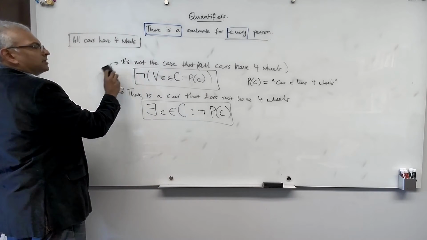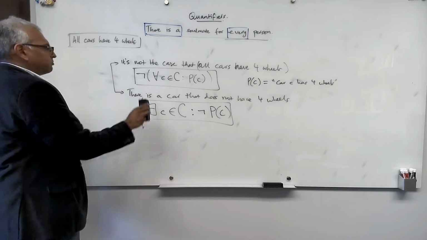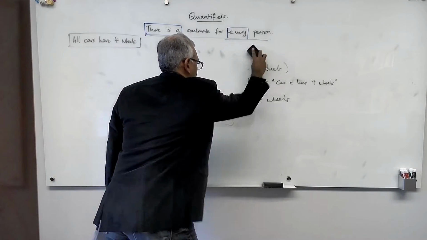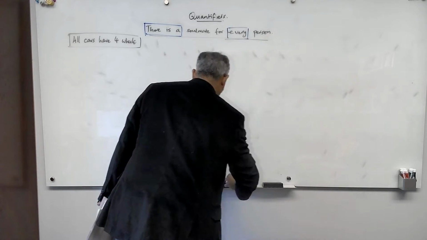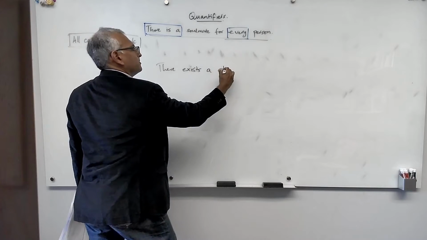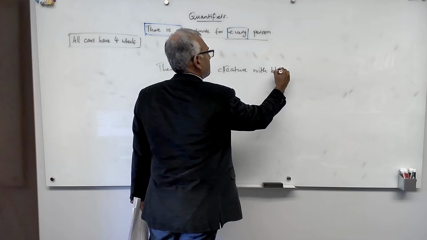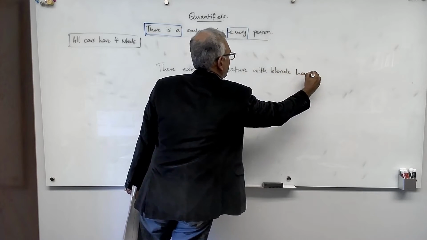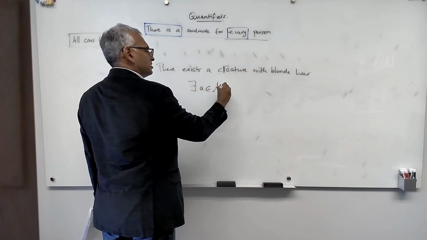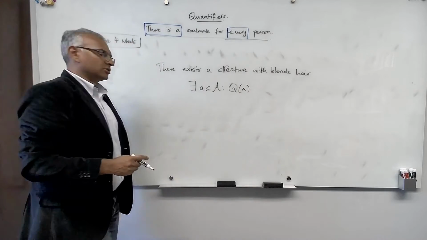And let's consider the situation where there exists a creature with blonde hair. So we said there exists a creature A in the set of creatures such that A has blonde hair. So let's call that Q of A, the predicate. Creature A has blonde hair.